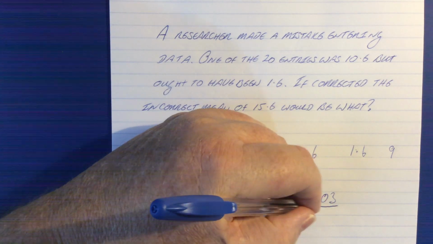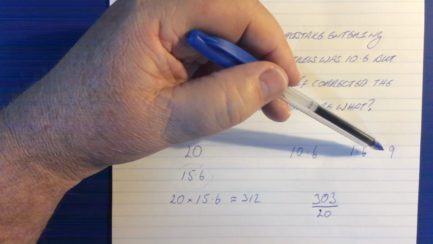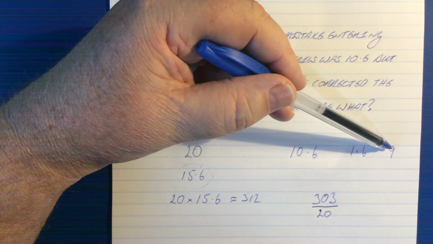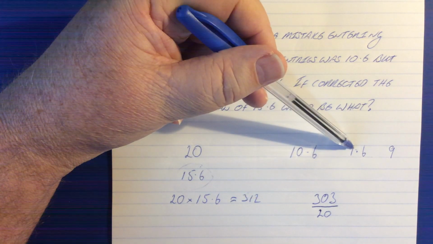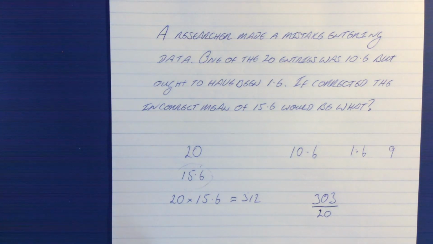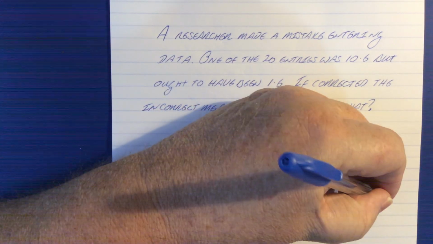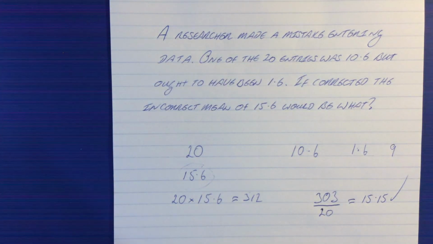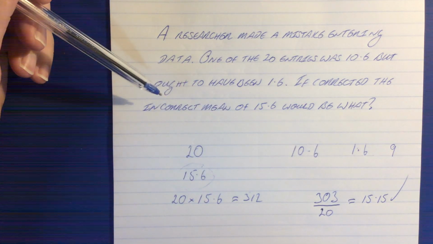And if we divide that by the number of pieces of data, so just to recap before I do that, what I've done effectively by taking 9 off this is I've changed this number here to this number here. So 303 divided by 20 equals 15.15, and that is the correct mean. That's the mean corrected for this mistake.